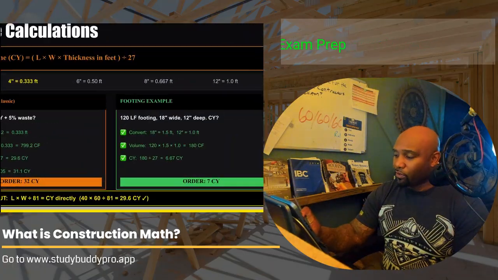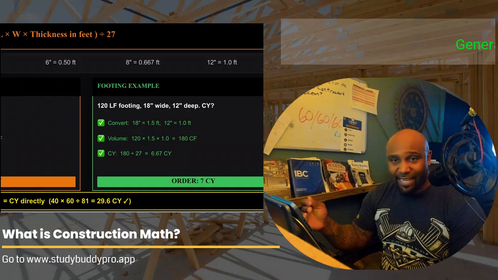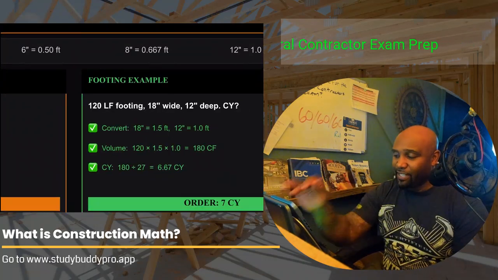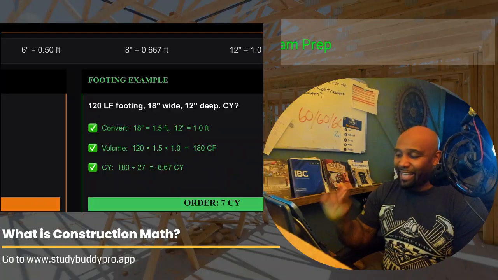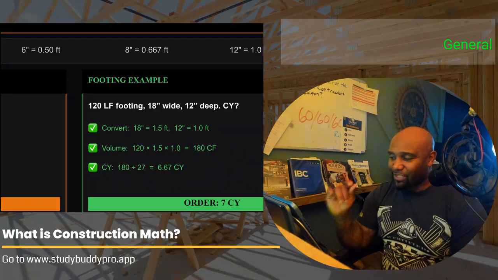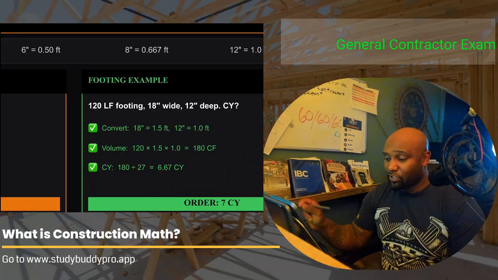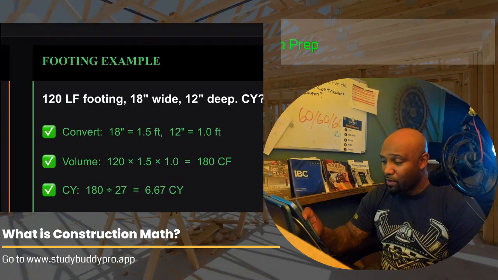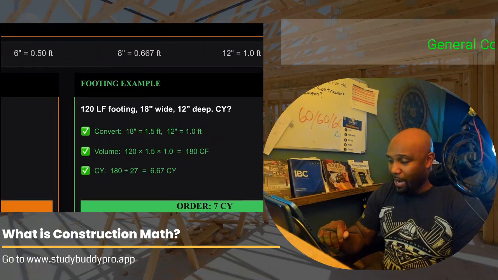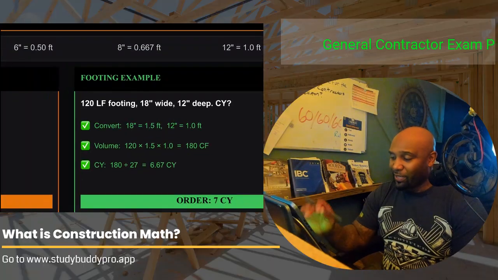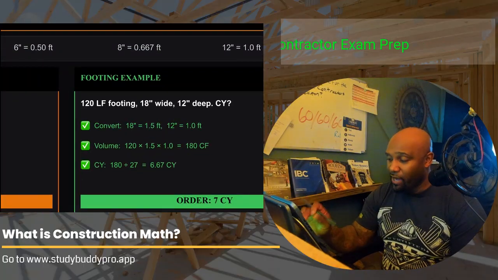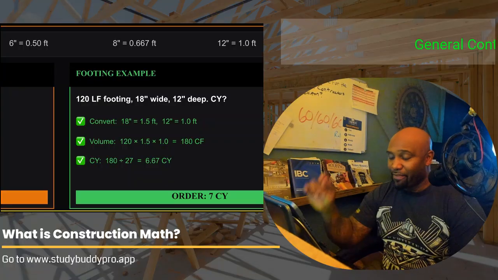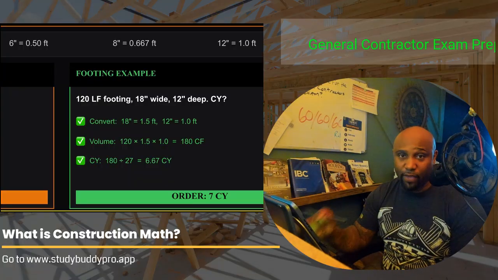When we start to break that down with a footing example, it's no different. We got 120 feet lineal, okay? We got 18 inches wide. We got 12 inches deep, and that's going to tell us the cubic yards. So 18 inches gets converted over to feet in the decimal, right? Then volume, 120 times 1.5 times 1 equals 180 cubic feet. Divided by 27, we got 6.67 cubic yards.